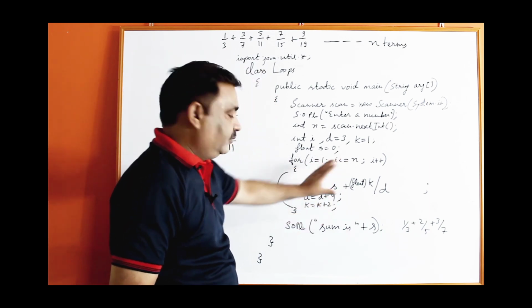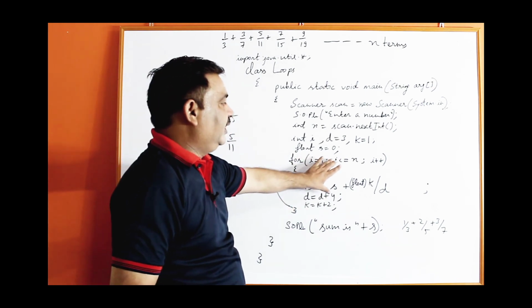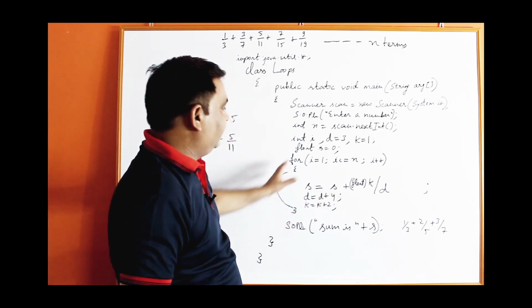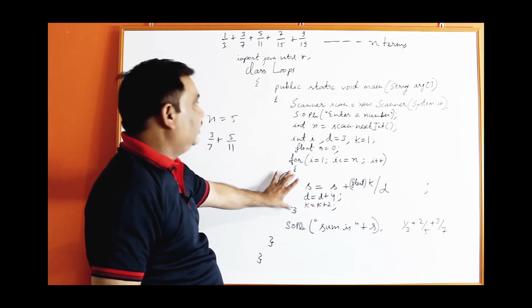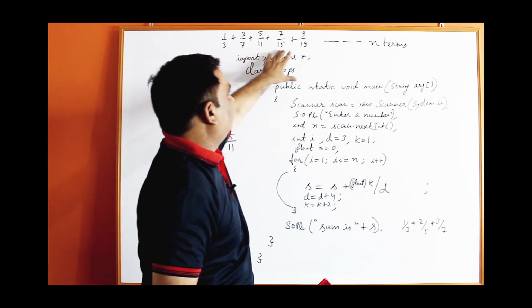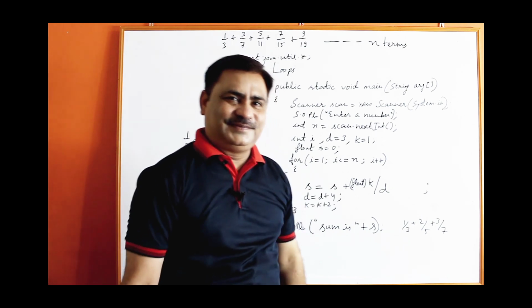If n is 5, the loop will execute 5 times, as long as i is less than or equal to 5; when i becomes 6, it will stop. So this instruction will be executed 5 times and you will get 5 terms. That's all. Thank you.